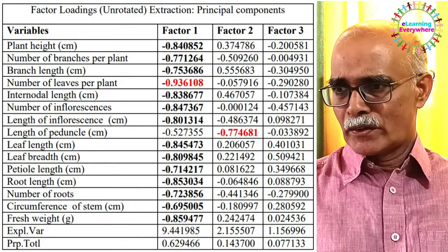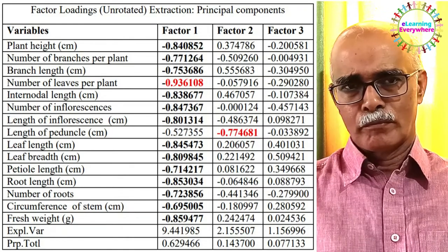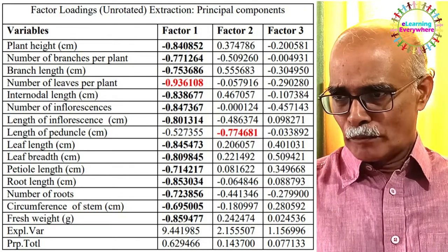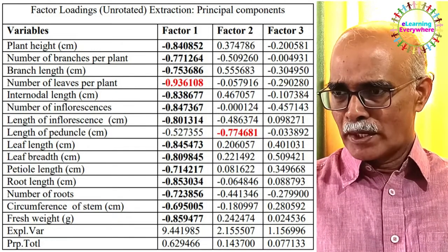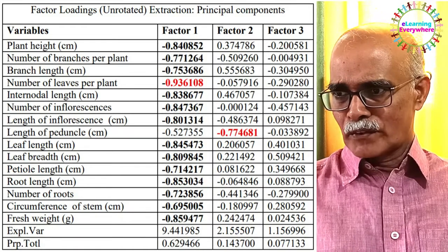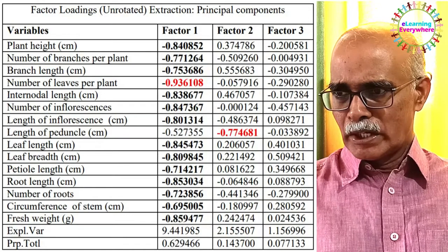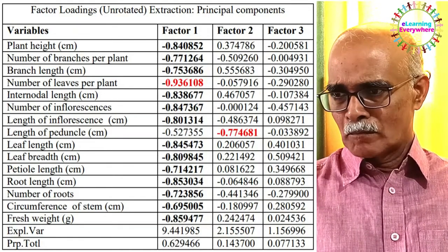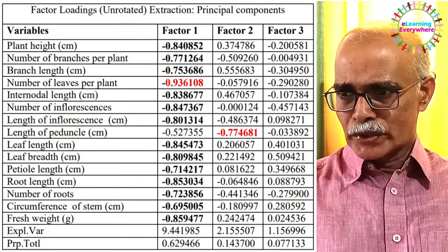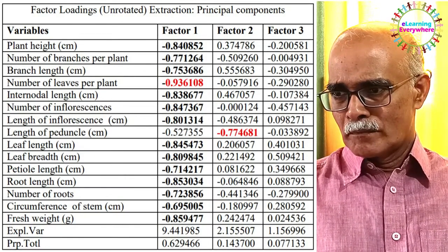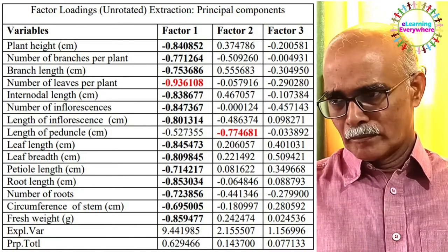15 characters are discussed here: plant height of the peperomia plant, number of branches per plant, branch length, number of leaves per plant, internodal length, number of inflorescences, length of inflorescence, length of peduncle, leaf length, leaf breadth, petiole length, root length, number of roots, circumference of stem, and the fresh weight of the entire plant.